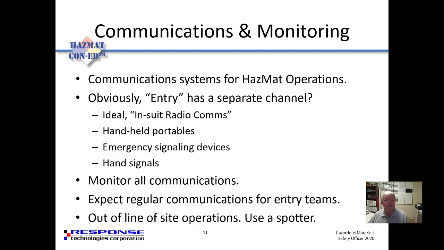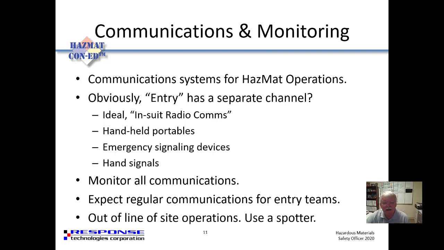The safety officer needs to monitor all communications. Not just the entry communications and the hazmat group communications, but all the communications going on scene, because anything going on in a support area that impacts the safety in the hazmat group or hazmat branch area needs to be identified.